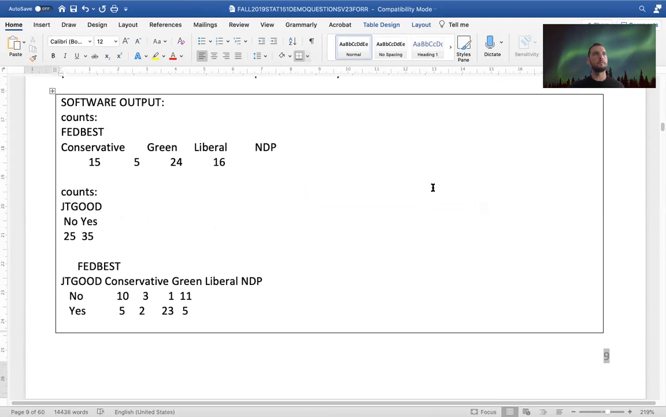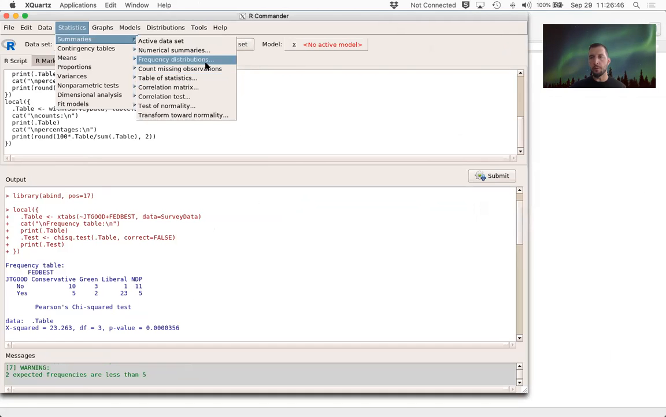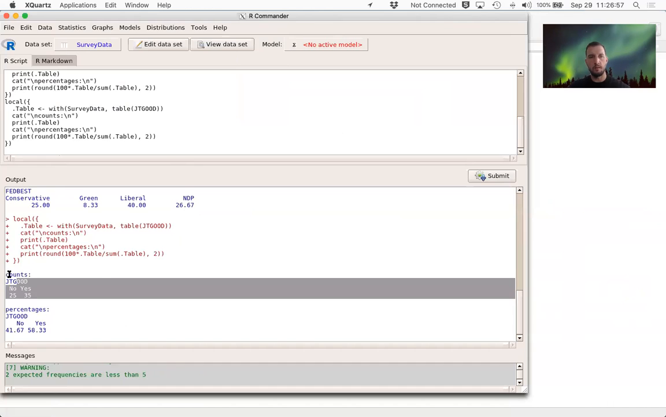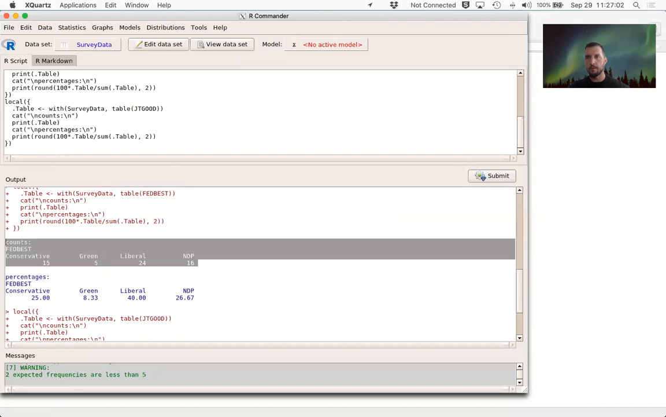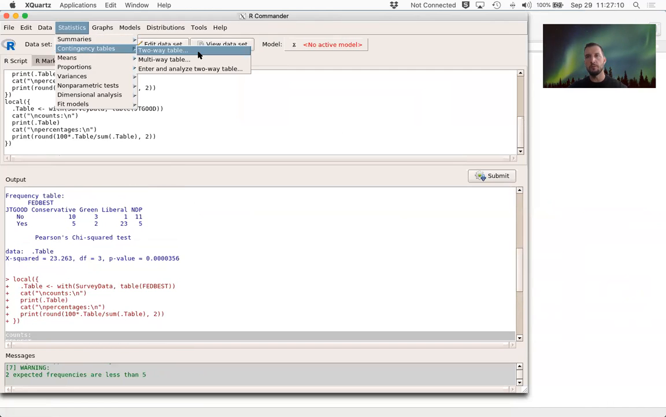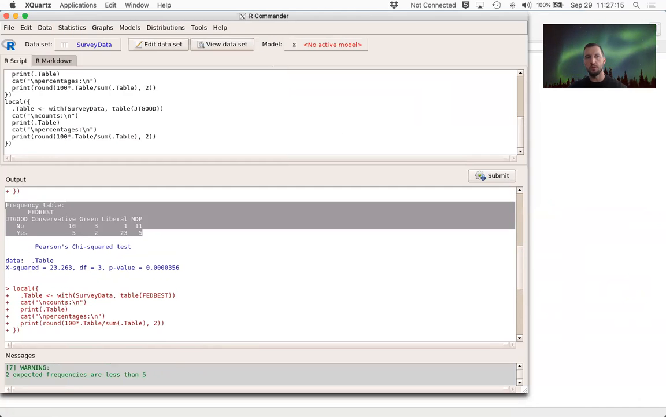All right, so here are the summary of the counts. Using Statistics, Summaries, Frequency distribution, I summarized Fed best and I summarized JT good. That gave me these two frequency distributions shown here, for Fed best and JT good. And then the contingency table we built through Statistics, Contingency tables, Two-way table, and then you just select the variables that you want, and that gives us the output shown here.